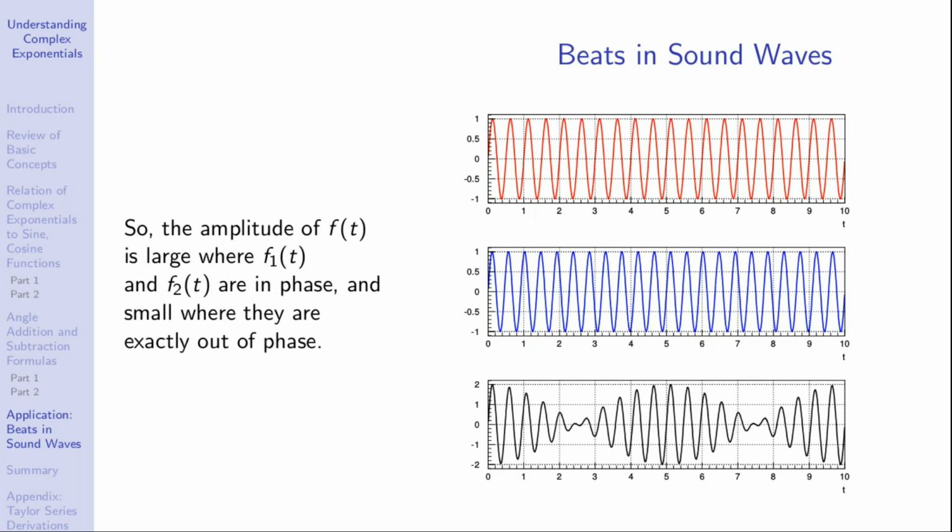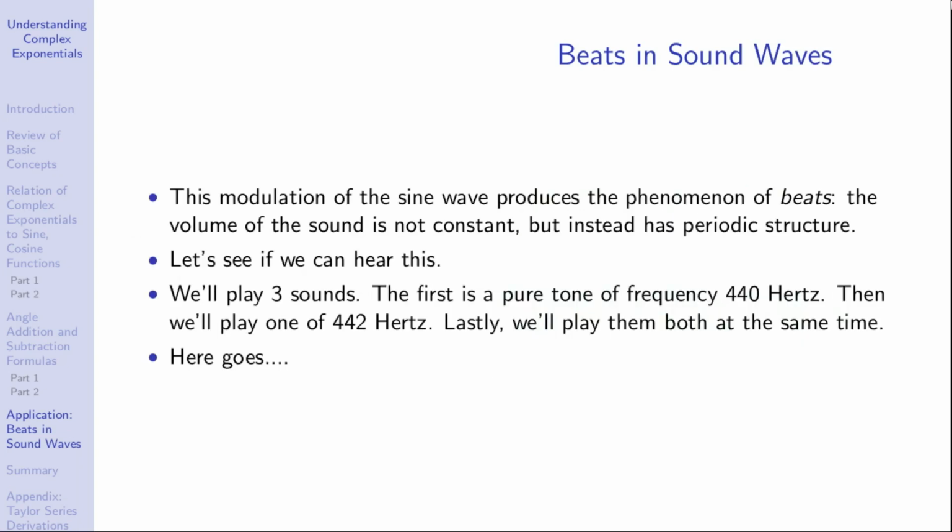So the amplitude of f of t is large where f1 of t and f2 of t are in phase, and small where they are exactly out of phase. This modulation of the sine wave produces the phenomenon of beats. The volume of the sound is not constant, but instead has periodic structure. Let's see if we can hear this.